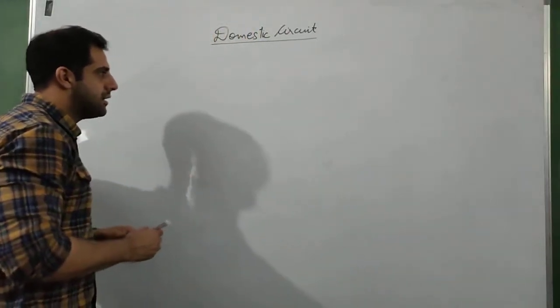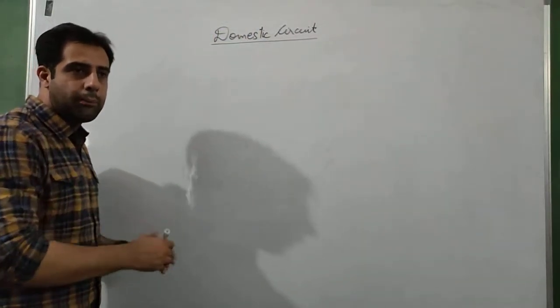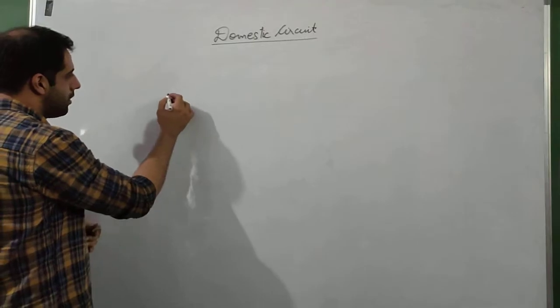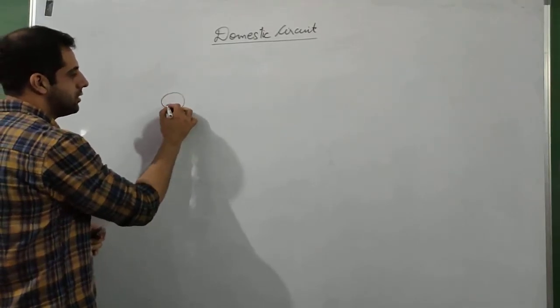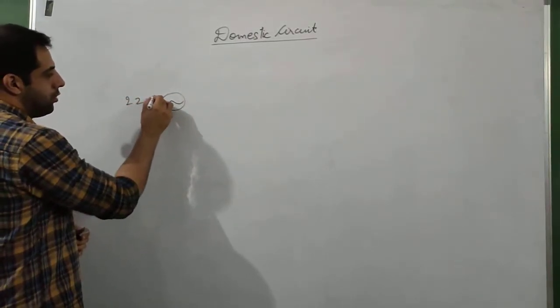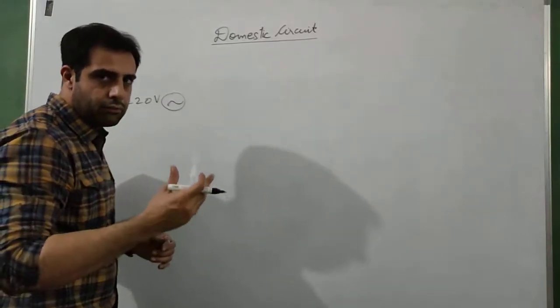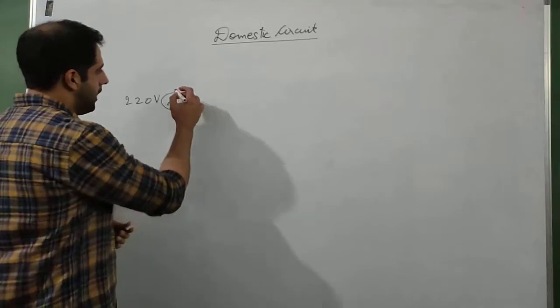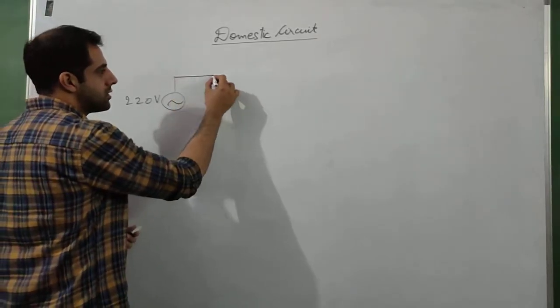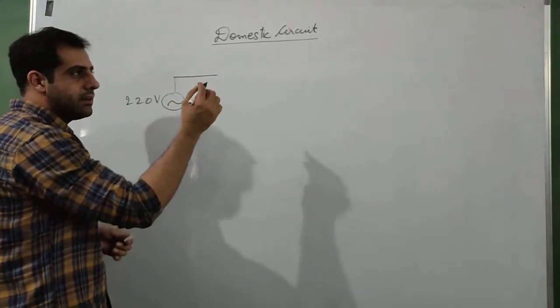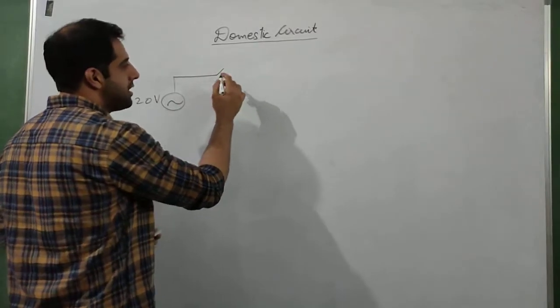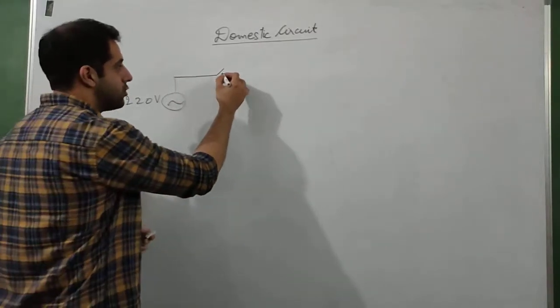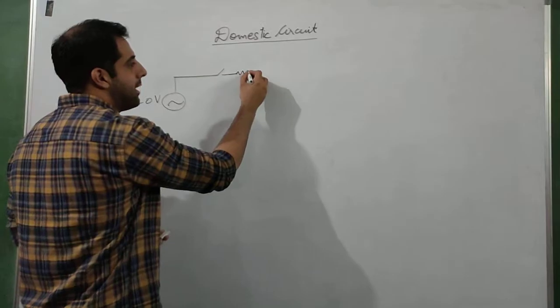So first let us say that we have connected all the appliances in series. Let us say that we have a 220 volt source. We know that the voltage in our houses is 220 volt. It is a standard in India. And then after this source, all the appliances are connected in series, and I'll also draw the switch. So this is a switch, and then there is an appliance connected.